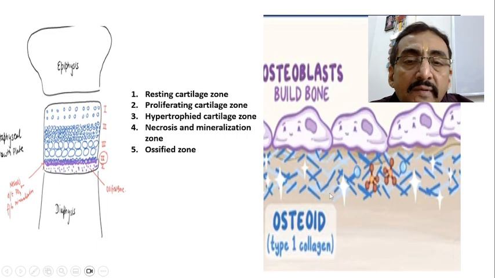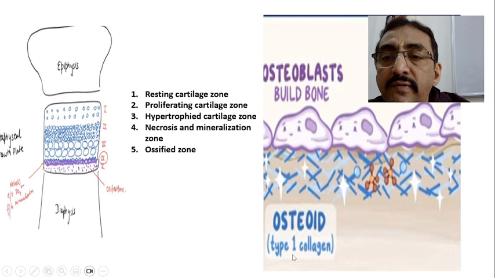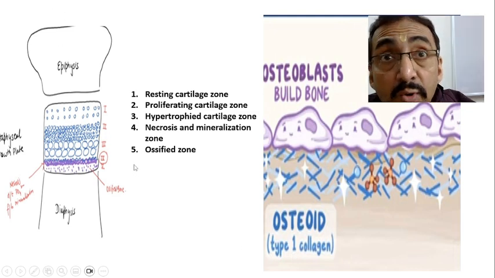This is the layer where the mineralization takes place. Calcium and phosphate come over here. So this is a deposition of calcium and phosphorus, and this will be followed by the next stage, that is the formation of the osteoblasts, which build the bone. Osteoid leads to osteoblast. Osteoid is nothing but type 1 collagen fibers. Now these are the 5 important layers which are present in the growth plate.